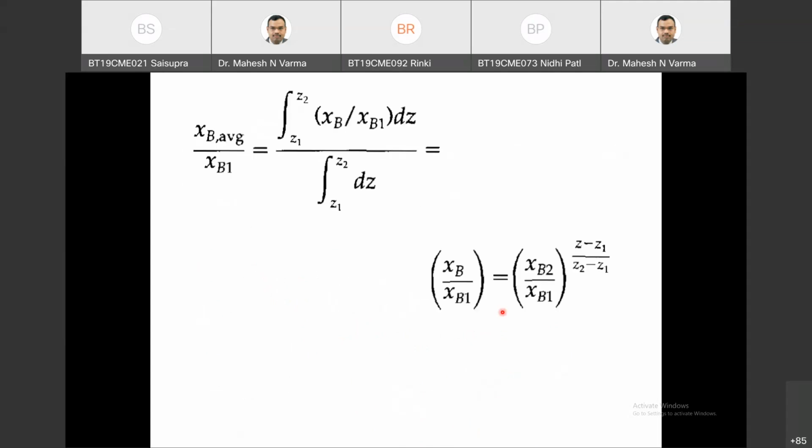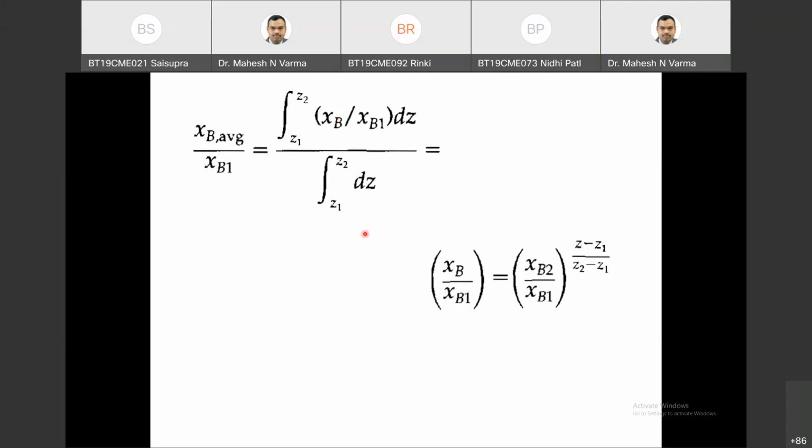So this is the simplified equation. So now we can calculate the average concentration. This is the average concentration variation, how the concentration varied on average from Z1 to Z2. Because this is simplified, initially we have written it in simplified form, then we can get the average concentration variation. What will be the average concentration variation from Z1 to Z2?